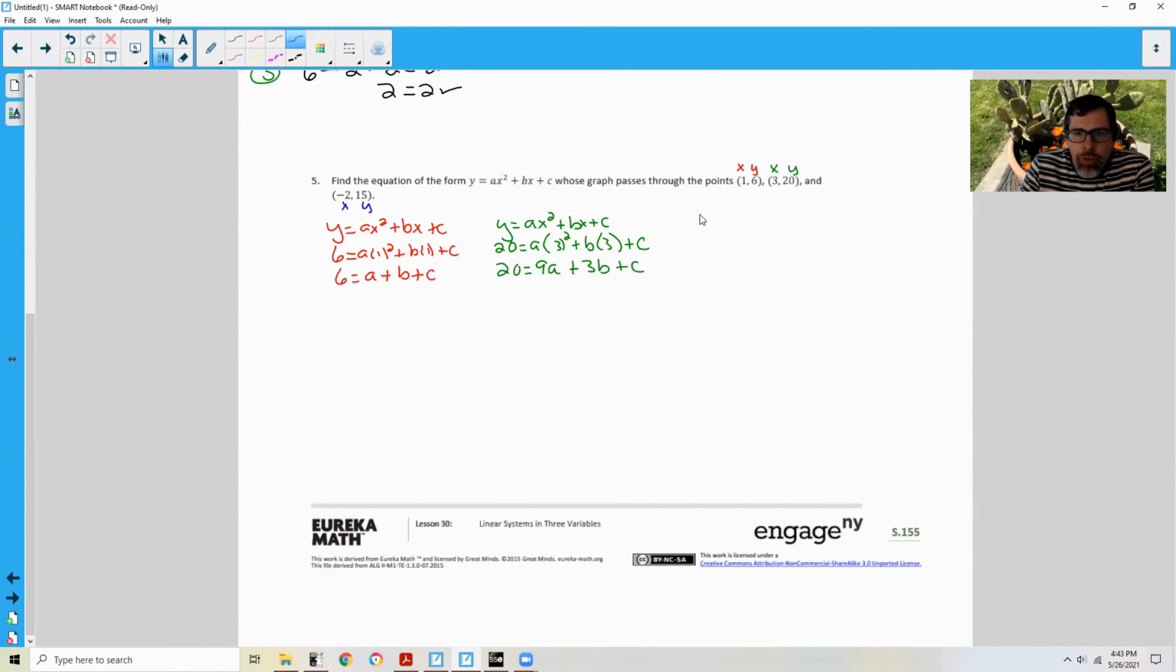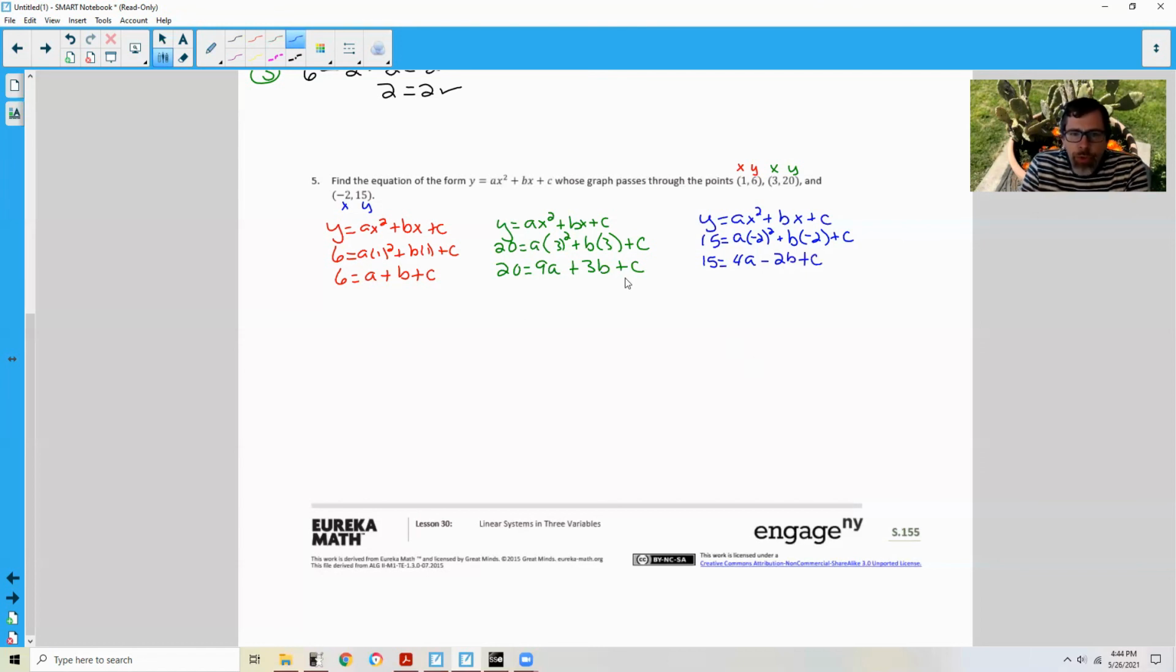And then the last one, Y equals AX squared plus BX plus C. Y is 15. X is -2. Be careful with that negative when squaring. And B times -2 plus C. This is going to give me 15 equals -2 squared is +4. Careful there. -2 times B is -2B plus C.